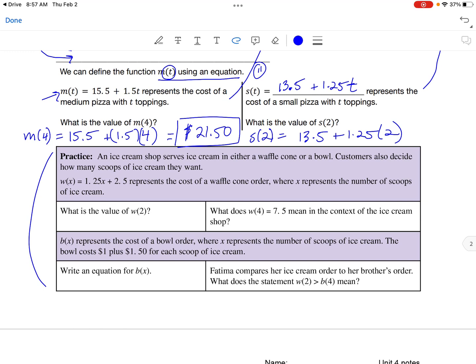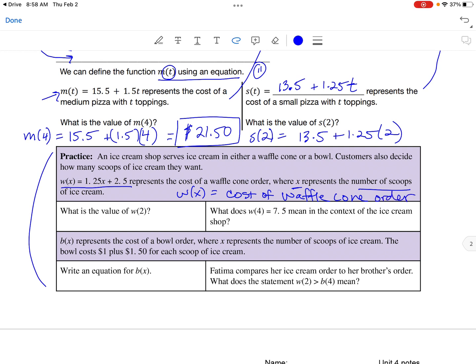Here we have an ice cream shop that serves ice cream in either a waffle cone or a bowl. Customers also decide how many scoops they want. So we have a function rule for the cost of a waffle cone order, where x represents the number of scoops, and then w of x equals cost of waffle cone order.